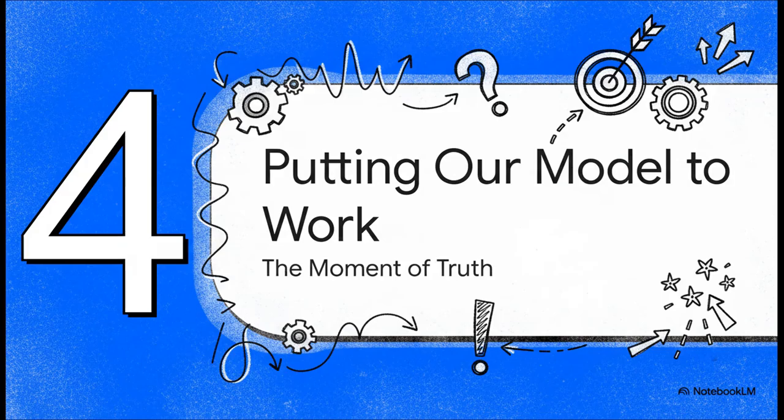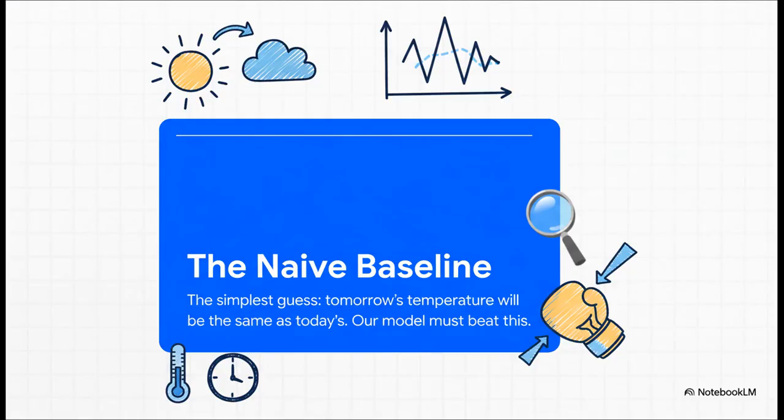Okay, now for the really exciting part, the moment of truth. We've built this awesome, rich data set, but does it actually work? Can a model take these new features we made and actually make a better prediction? Well, let's find out. Before we test our fancy model, we need an opponent. We need a benchmark to beat. And for that, we use what's called the naive baseline. It is the simplest, dumbest guess you can make. Tomorrow's temperature will be exactly the same as today's. Any model we build has to be smarter than that.